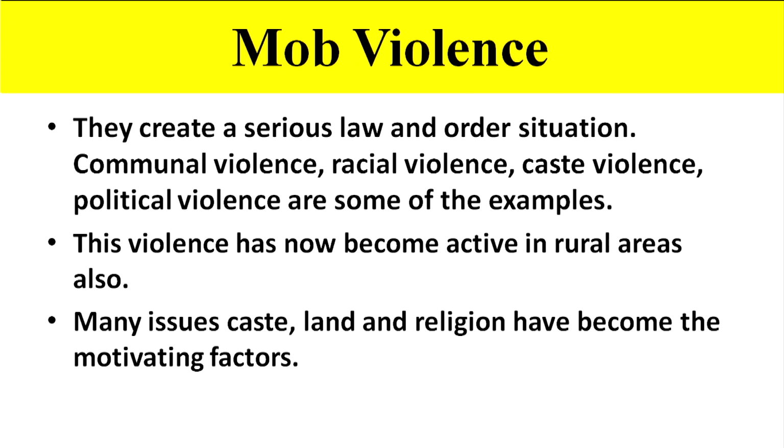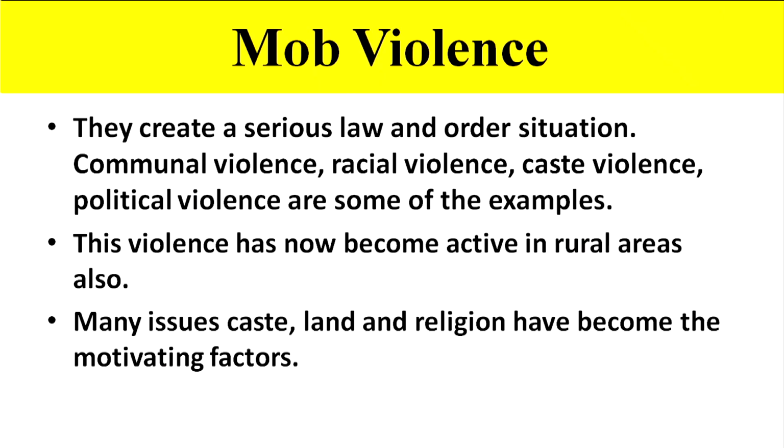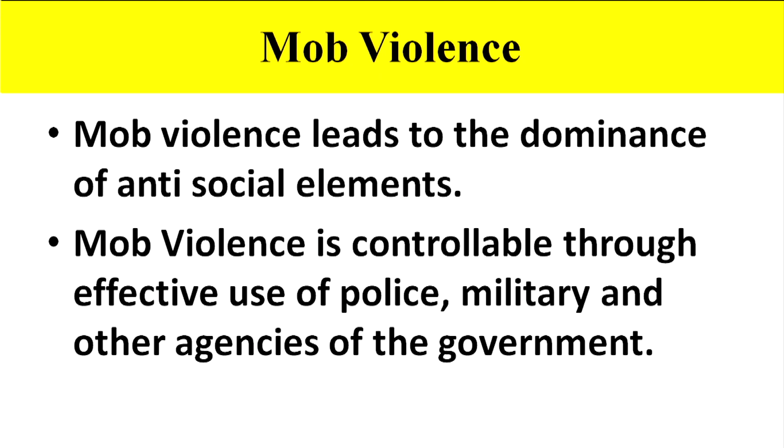For example, communal violence, racial violence, caste violence, political violence. See, these are unexpected mob violence. And this violence has now become active in rural areas also. In rural areas, many issues like caste, land and religion have become the motivating factors for mob and mob violence. Children, mob violence leads to the dominance of antisocial elements, and mob violence is controllable. Mob violence is controllable through effective use of police, military and other agencies of the government.